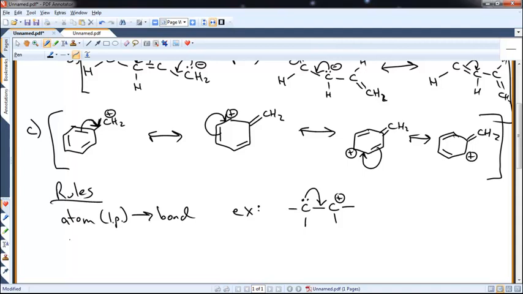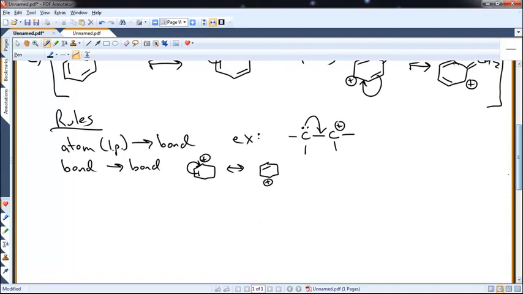The other things that the electrons can do, they can go from a bond to another bond. That's an example of what we did right up here. So for example, we went from a bond here to a bond there. So we'll just redraw it again really quick. So we have a positive charge there. We can take the electrons in this bond and put them there, and move the positive charge over there. There's some special names for this, but we'll talk about it in a little bit. So we can go from atom to bond to bond.